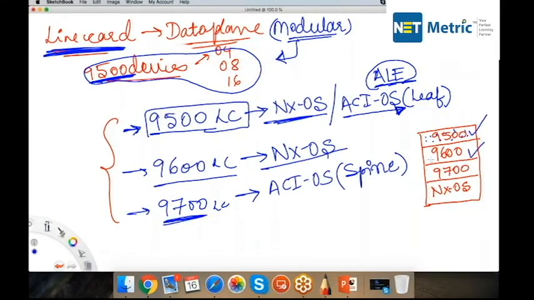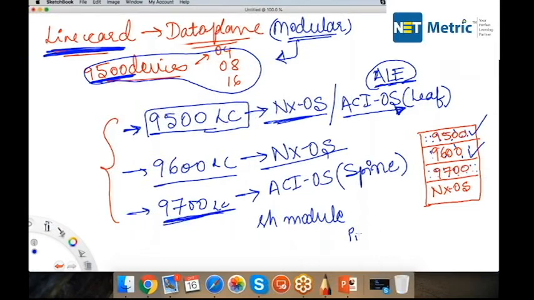And let's say I have installed the Nexus operating system on the chassis. All right. Because I have installed Nexus operating system, like you can see here, 9500 line card supports Nexus operating system, so I can use the ports on these devices for any of my connections. 9600 line cards also support Nexus operating system, so I can again use this particular line card as well for any of my configurations or connections.